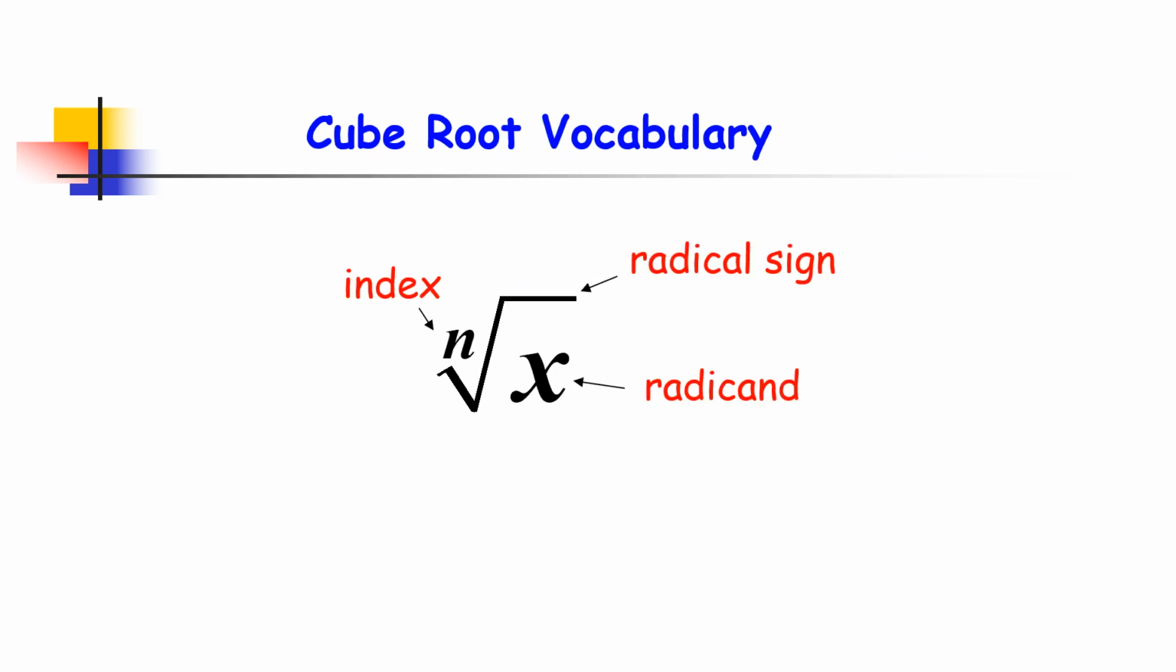So let us have some cube root vocabulary. This is the index, this is the radical sign, and the number or the function inside the radical sign is the radicand.